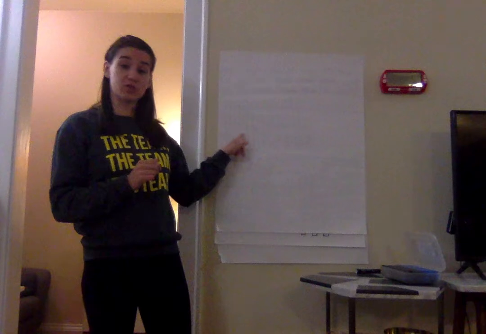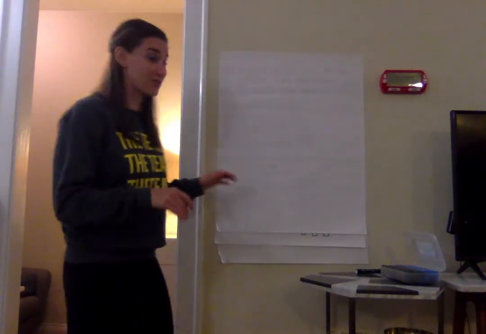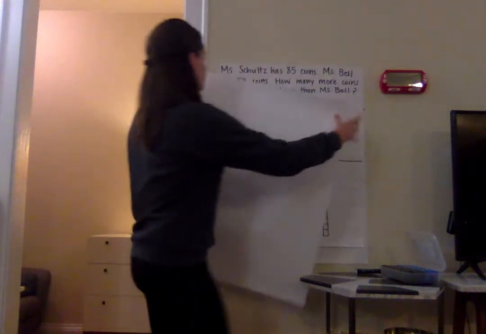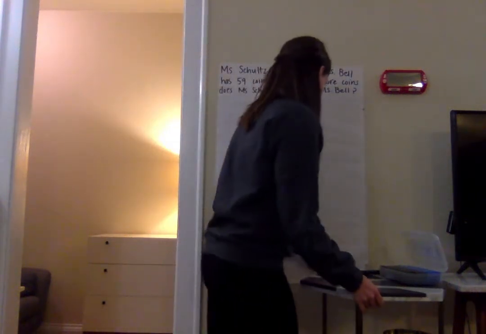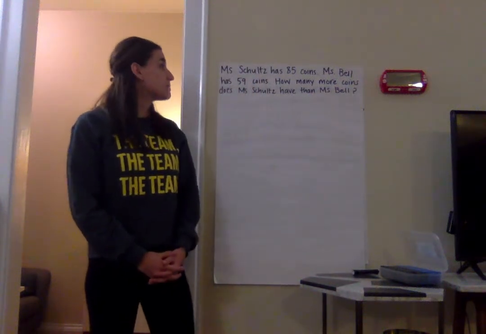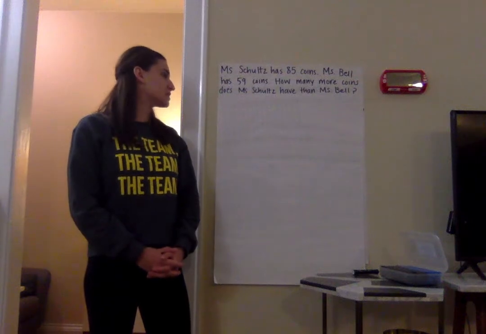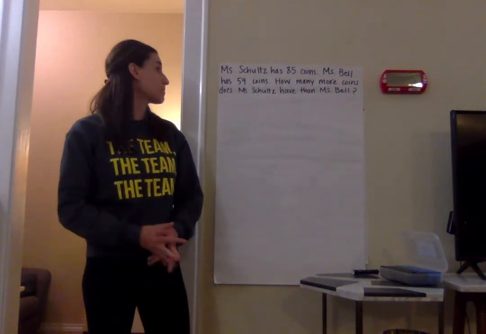You're going to help me read this story. I'm going to read it twice, and then you're going to tell it back to me so that you're ready to solve this problem on your own. All right. Ms. Schultz has 85 coins. Ms. Bell has 59 coins. How many more coins does Ms. Schultz have than Ms. Bell? Let's read it one more time, then it's your turn.